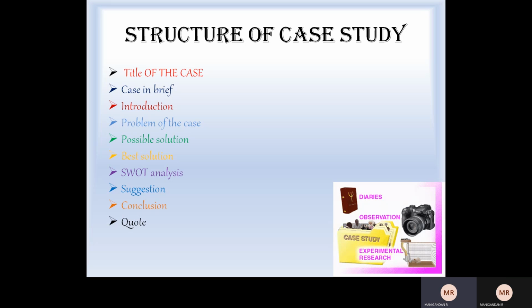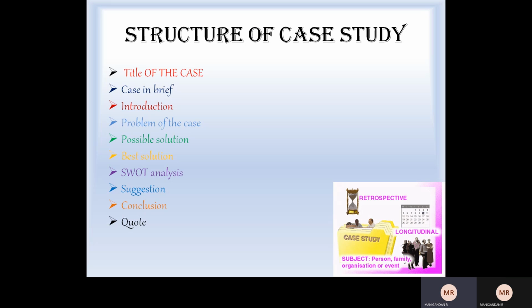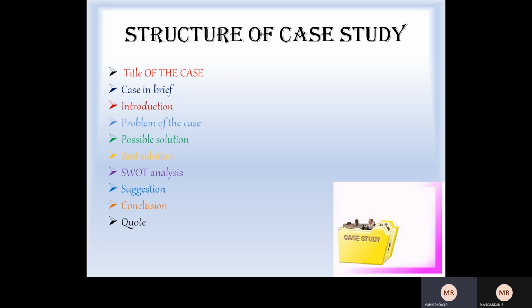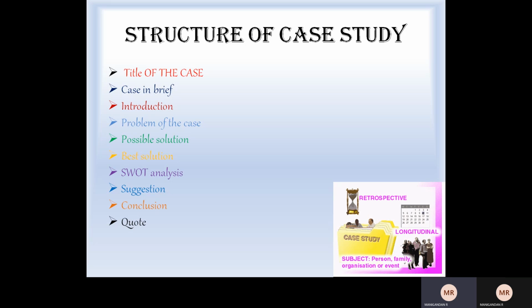And from these, you can find the best solution to solve the problem. The best solution is the main important thing. That is your point of view, and you can write that also. You can write five possible solutions, and in those five, you can find out which is the best solution to solve the problem.